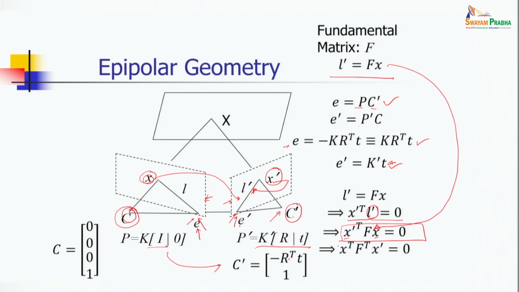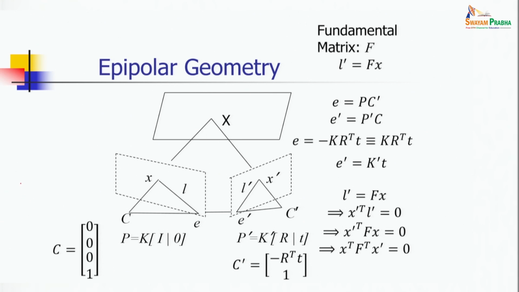It's a single equation, because if I look at the dimensions, this x prime transpose is 1 cross 3, this fundamental matrix is 3 cross 3, and this x is 3 cross 1. So 1 cross 3, 3 cross 3 and 3 cross 1 make it 1 cross 1. So let me use a better picture. So you have x prime transpose Fx equals 0.